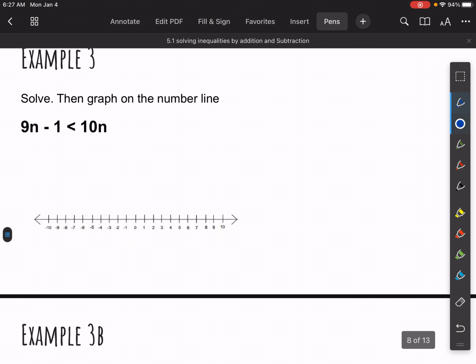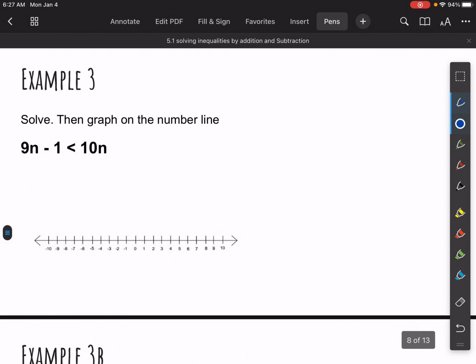All right, let's keep cruising. Example 3. So now what they want us to do is graph this on a number line. So notice in the beginning of the lesson I talked about a coordinate plane. We will get there, but now we're just going to look at the number line. This says solve, then graph your answer on the number line. So here, there might be a couple of two-step types of equations, but hopefully not too many of these.